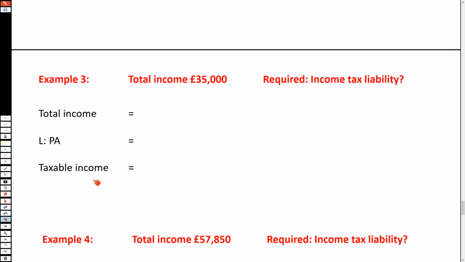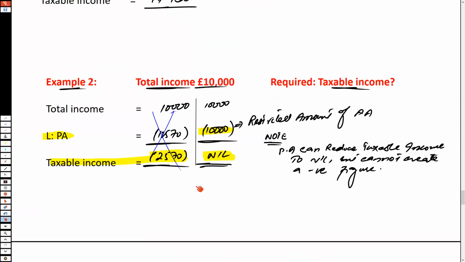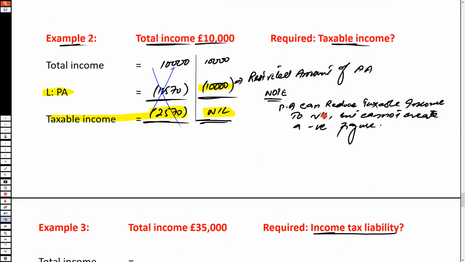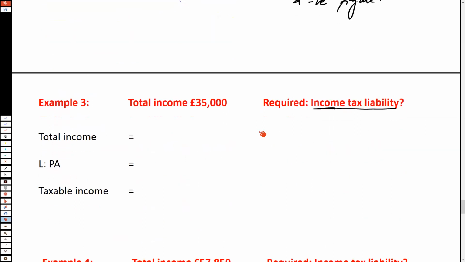In example 3, you can see the requirement is somehow changed now. In the first two examples, we just calculated taxable income. And we learned that personal allowance can reduce the taxable income to nil, but cannot create a negative figure. In example 3, total income is given as 35,000 and the requirement is to calculate the income tax liability.